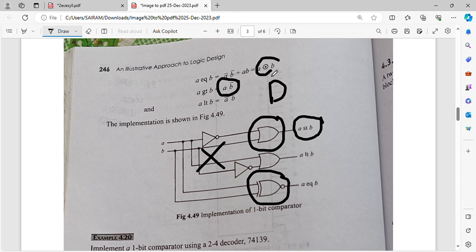I have told you that this is A XOR B, but it is not A XOR B. It is A plus B, the whole bar. That is nothing but the XNOR gate. This is XNOR, not XOR. I'm sorry. So this is XNOR, right?